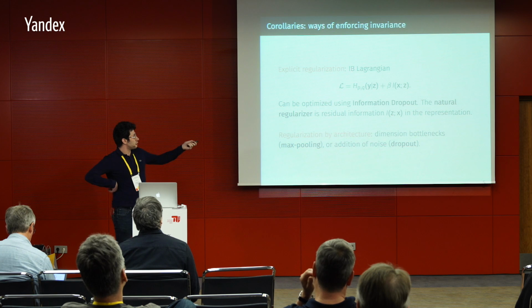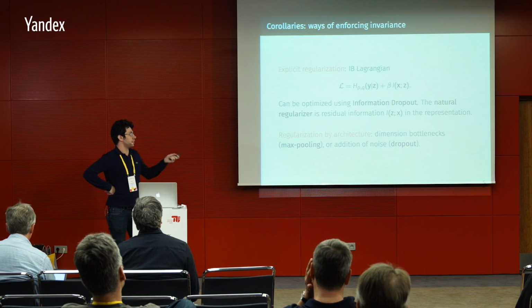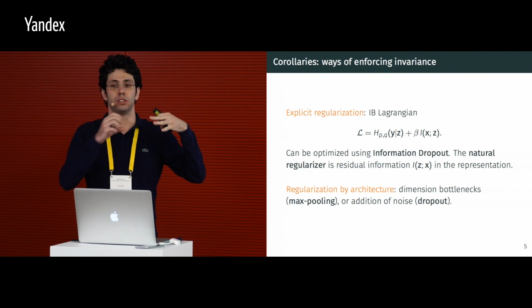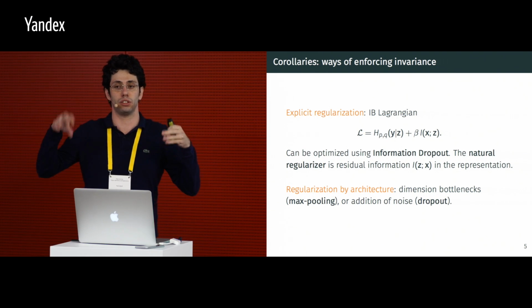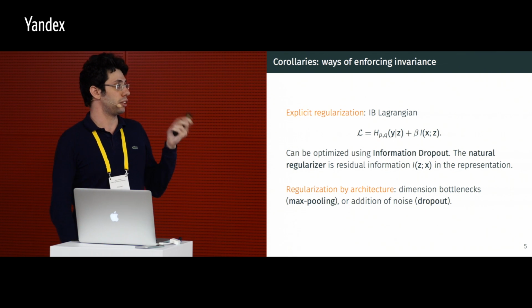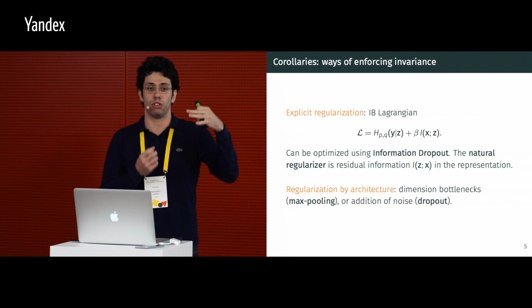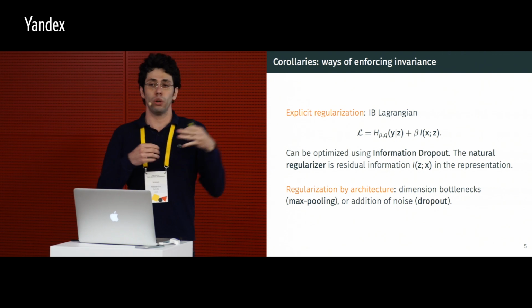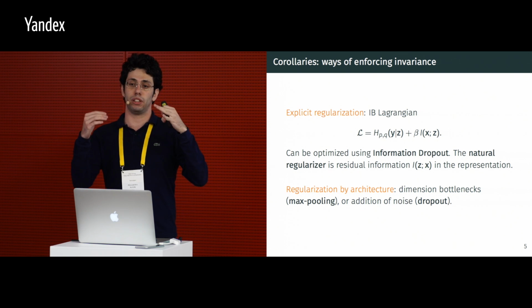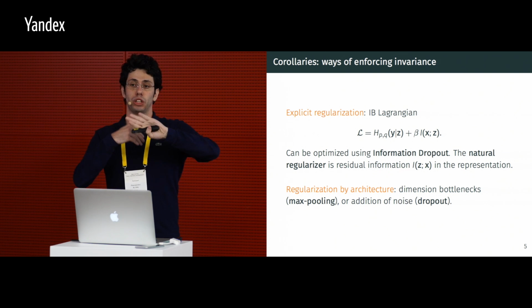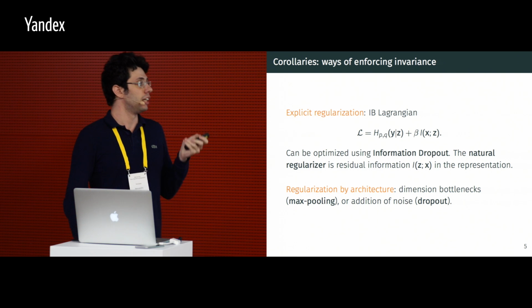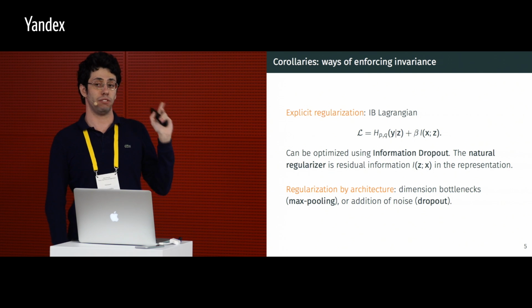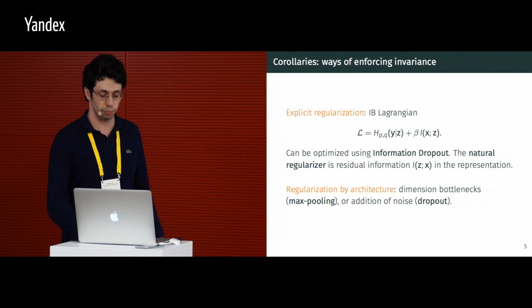We can also not use an explicitly regularized loss function. We can instead create a bottleneck in the architecture of the network that automatically reduces the quantity of information in the representation, therefore making the representation more minimal. For example, if we reduce the dimensionality of the representation, for example, using max pooling, or we add noise between channels of the network so that we restrict the size of the communication channel between two layers, then we improve the minimality of the representation, and therefore we also improve the invariance of the representation to all the nuisances.